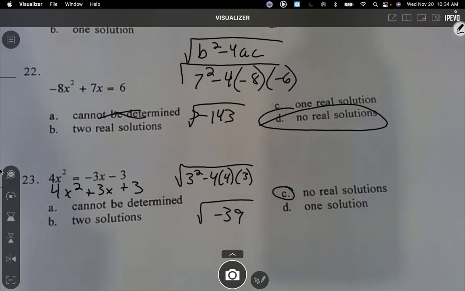Pretend it was a positive 39. What would that one have been? 2 solutions. What if it would have been 0? One solution. You can always graph it.